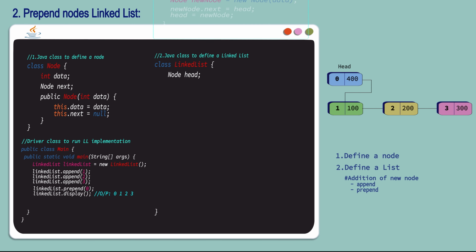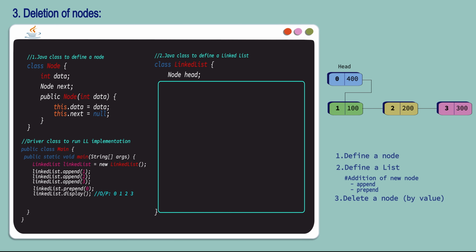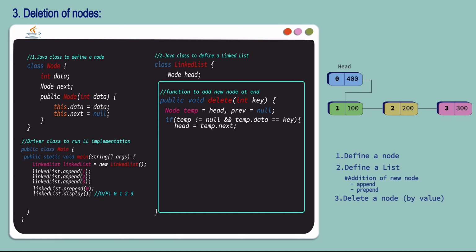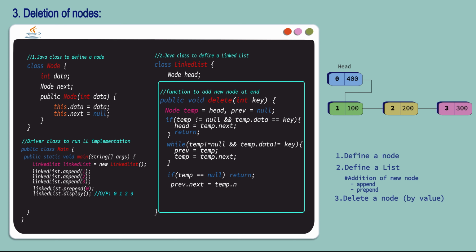Coming to our next operation, it's deleting a node, and we will delete a node by value. Let's try to implement that. Basically, we have to make two checks in the delete method. It is whether the given element is present at the beginning or anywhere else. If it is present at the beginning, we will simply delete that and make our next element the head. Else we have to traverse up to the given element and link the surrounding elements of the deletion node.